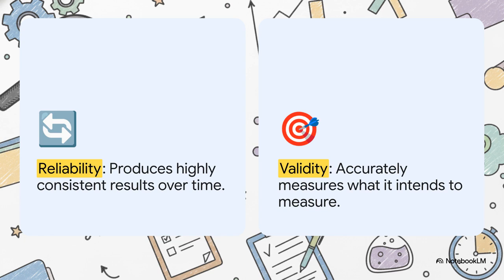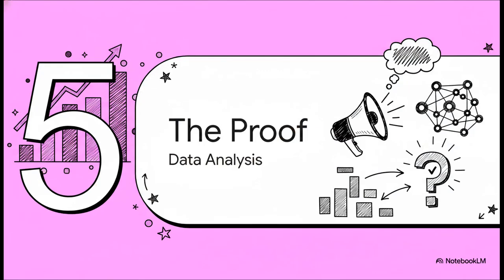Think of a dartboard. Reliability means your darts are highly consistent, hitting the exact same spot over and over. Validity means those darts are actually hitting the bullseye, measuring what they intend to measure. If your survey questions confuse half your participants, your instrument might be reliable at producing bad data, but it completely lacks validity.